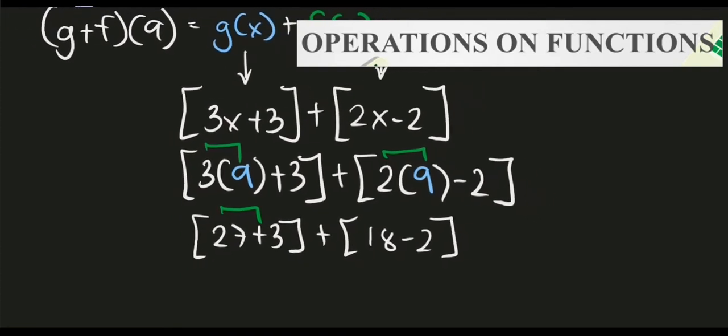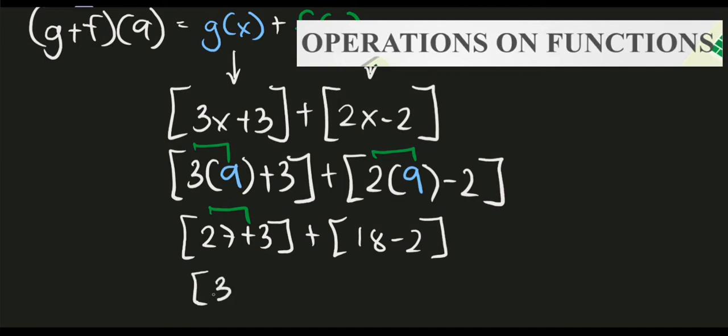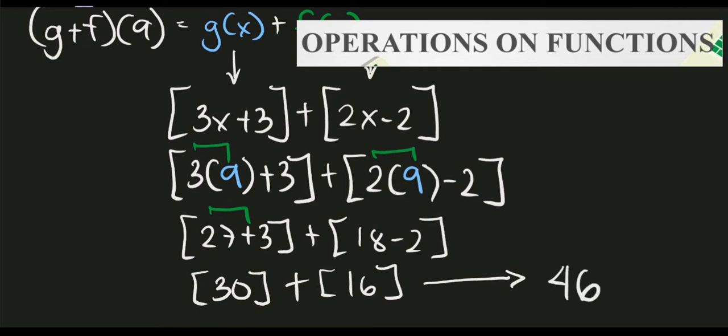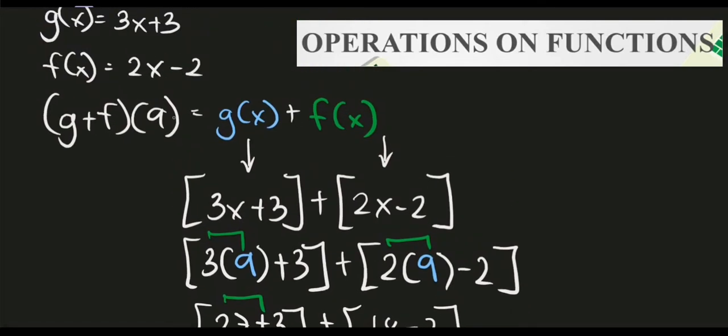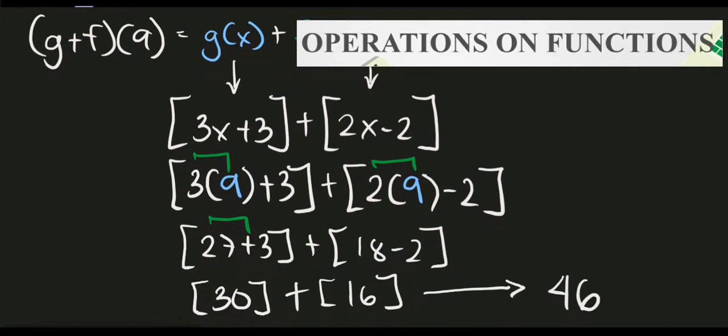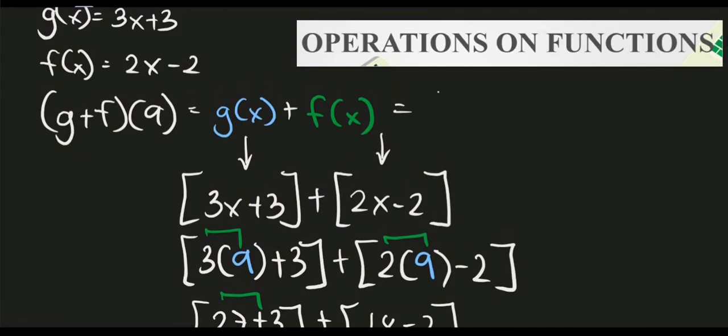Right, so we have 30 plus 18 minus 2, which is equals to 16. Therefore, for the final answer, this is actually equals to 30 plus 16. The answer for this given problem is 46. Right? That means g plus f of 9 is equals to 46. Right? So that is for our example number 2.